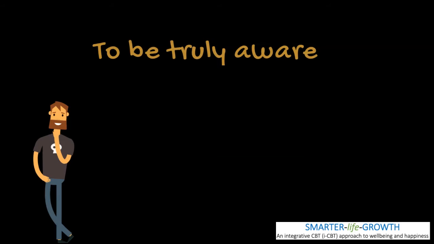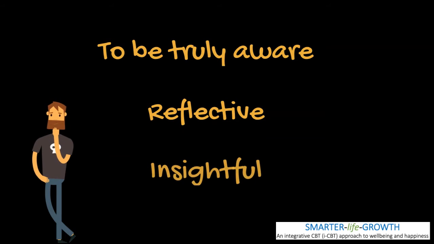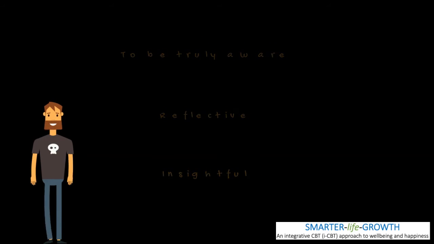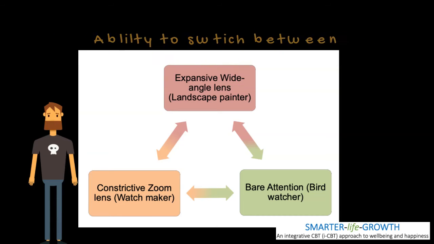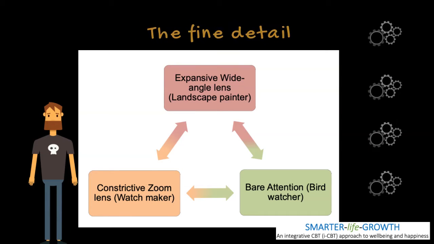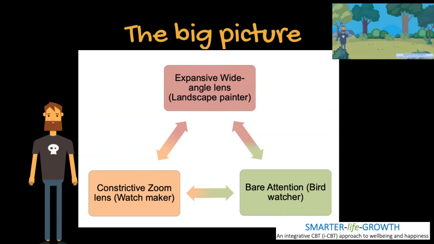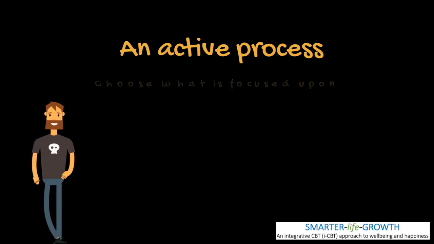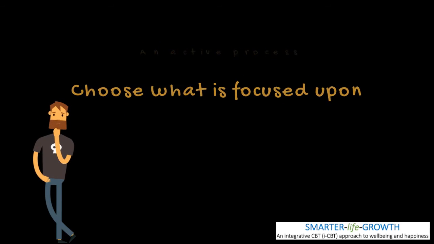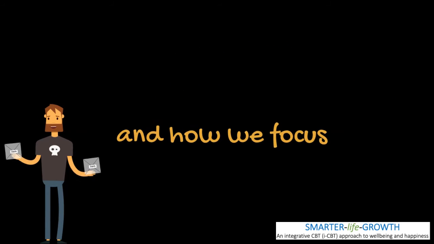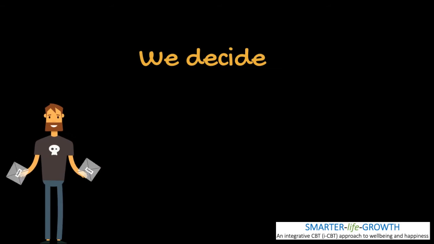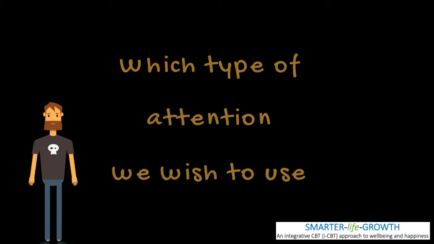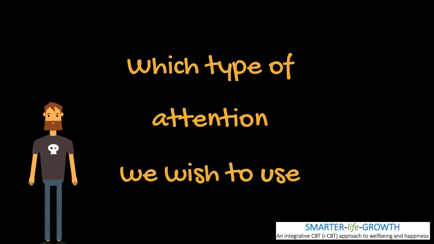To be truly aware, reflective and insightful involves the ability to switch between the different types of attention, to look at the fine detail and the big picture without becoming overwhelmed or distracted. This is an active process, and we can choose what we focus on and how we focus on things. This means we decide which one of the three types of attention we wish to use at any one moment.